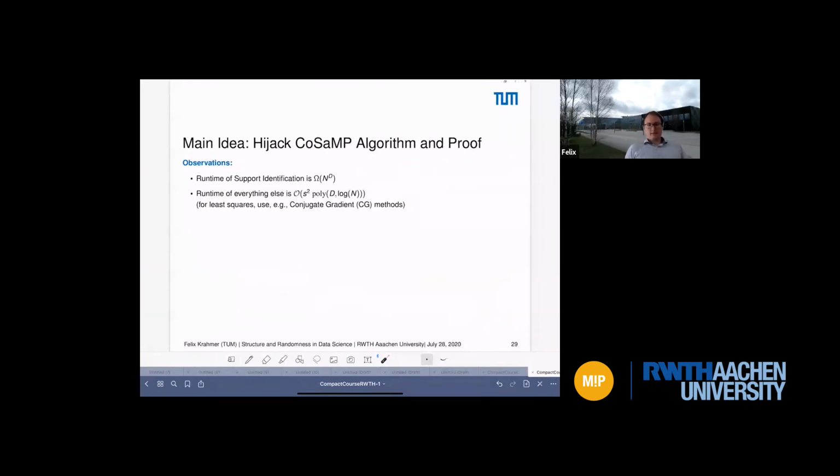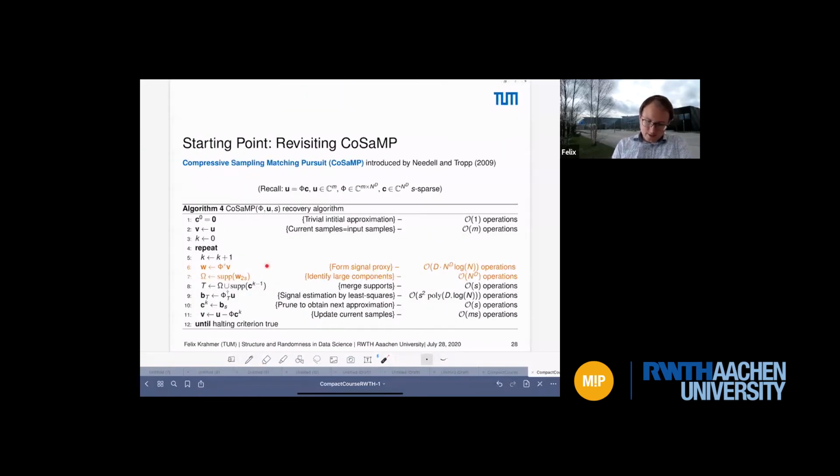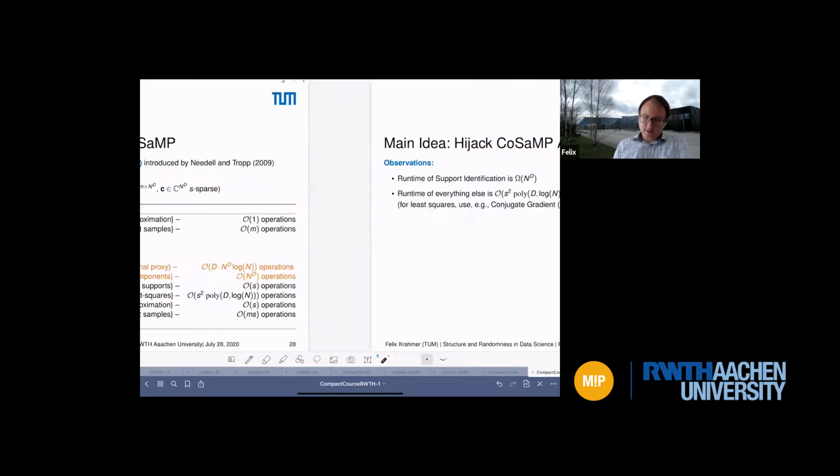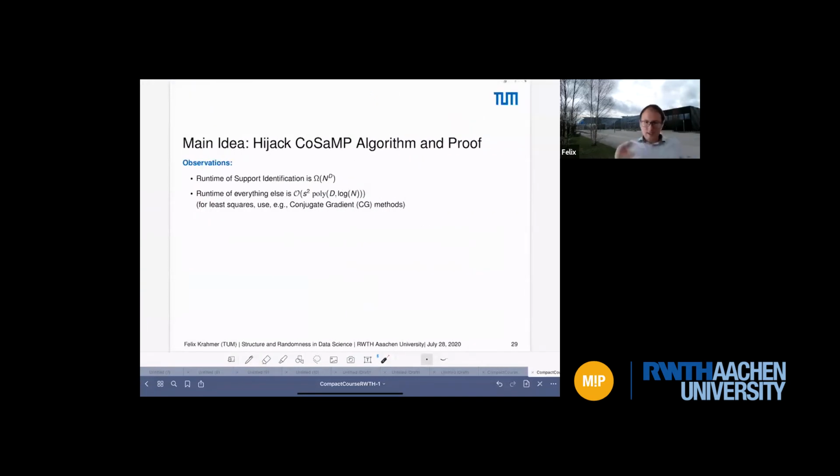Still, of course, the idea is to somehow build upon the algorithm cosine that was there and also part of the proof. Especially the support identification, these two steps here where we project, is what we will analyze in more detail, and everything else is under control. I think you can think about how to do it most efficiently using conjugate gradient, but I'm not going to talk about that in more detail.